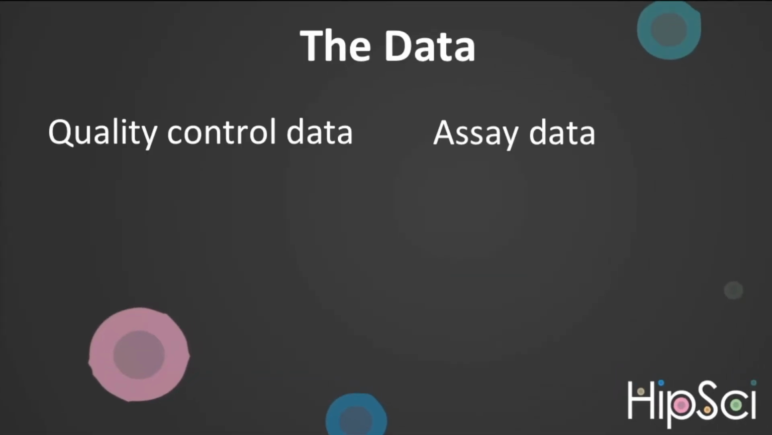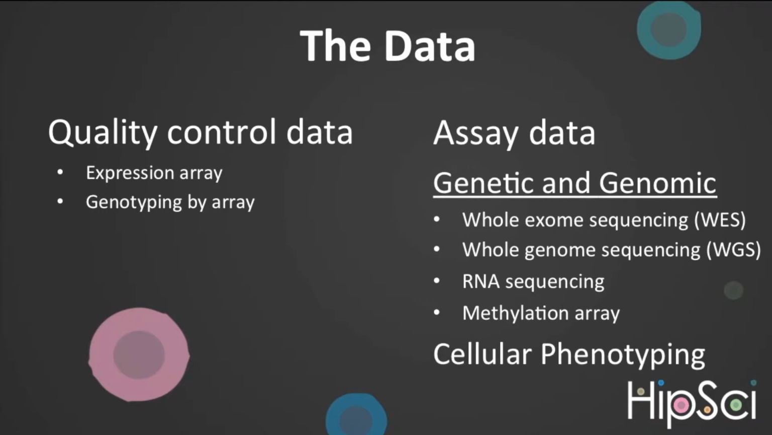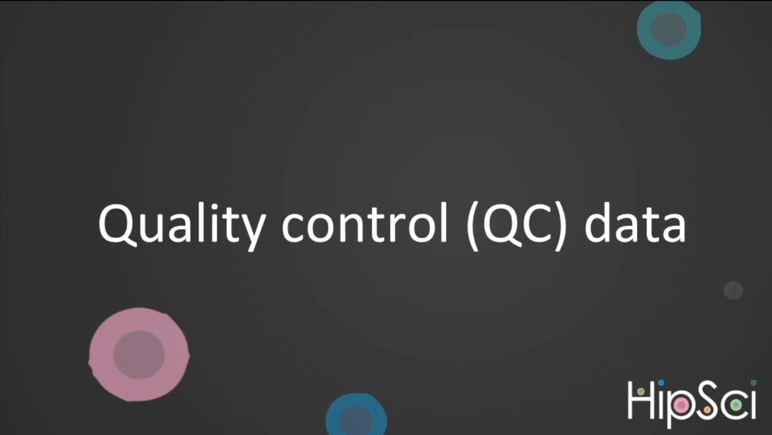Each cell line generated by HipSci is extensively characterized with genetic, phenotypic, and proteomic data, which is available for use by the wider research community. The HipSci project releases both its quality control and its assay data.